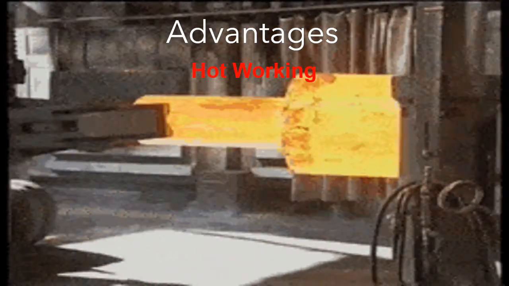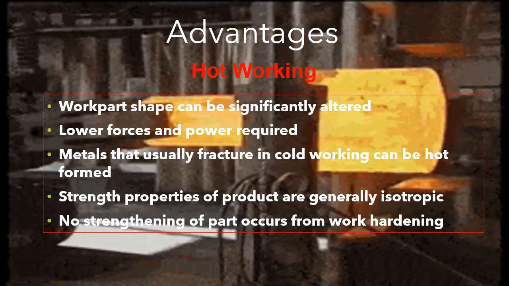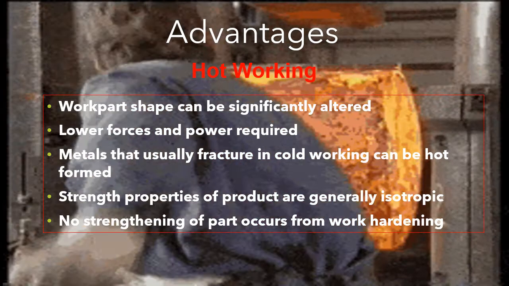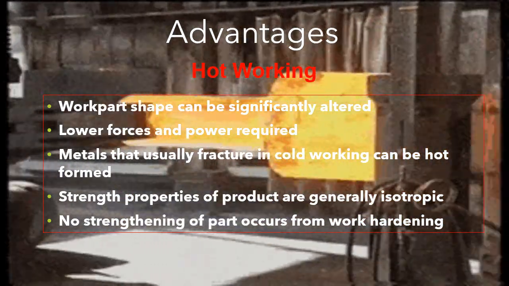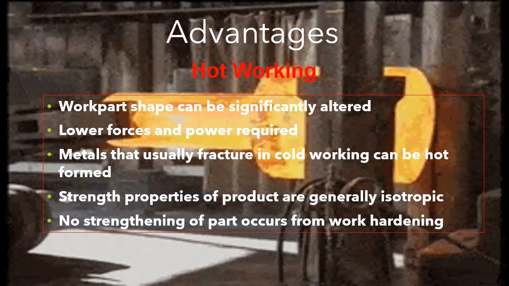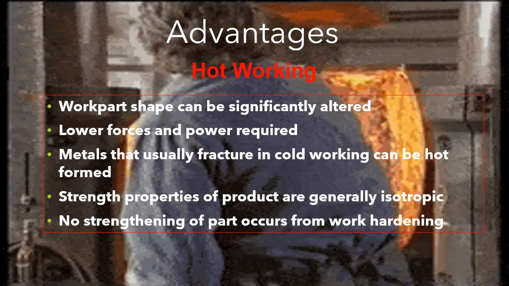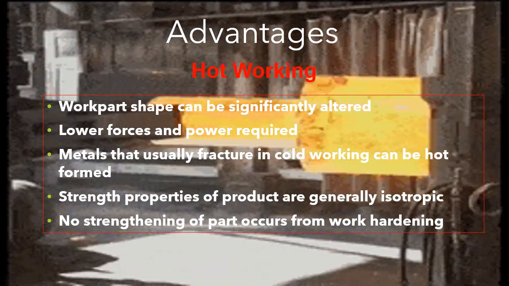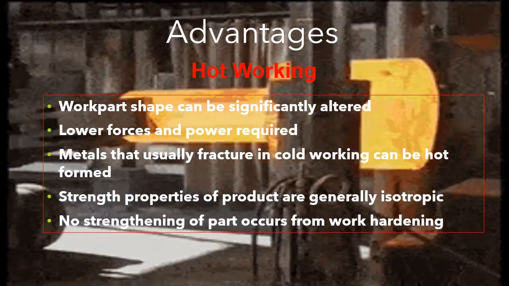In hot working, the work part shape can be significantly altered with lower force and power requirements. Metals that usually fracture in cold working can be hot formed. Strength properties of the products are generally isotropic. Finally, no strengthening of the part occurs from work hardening.